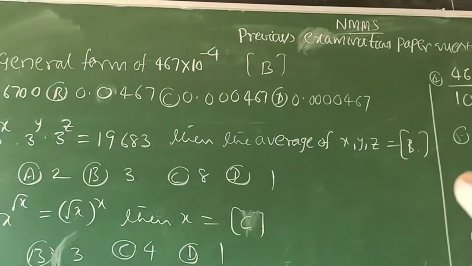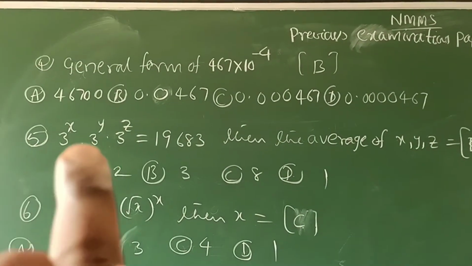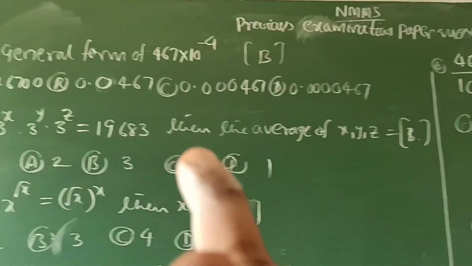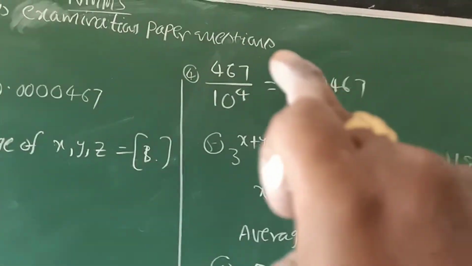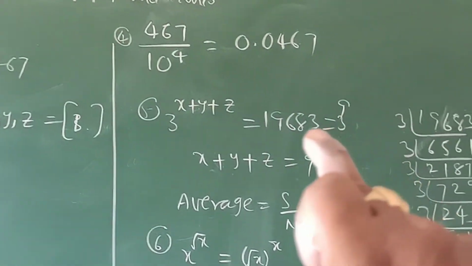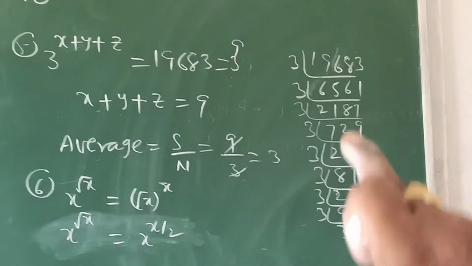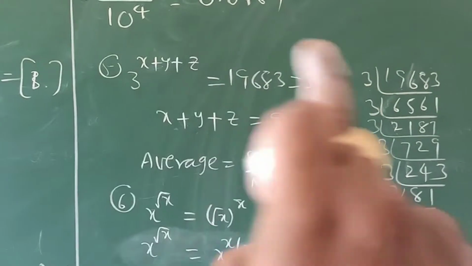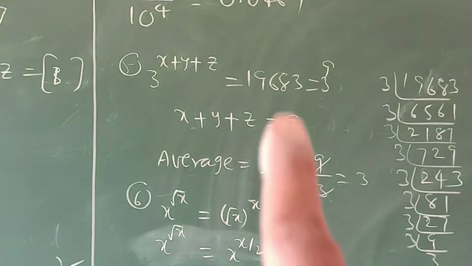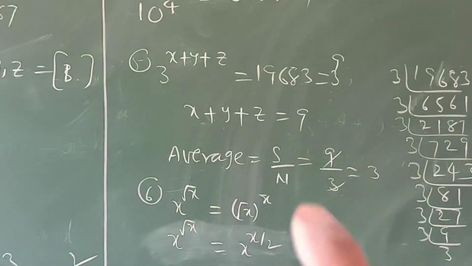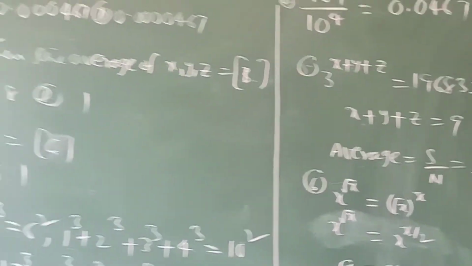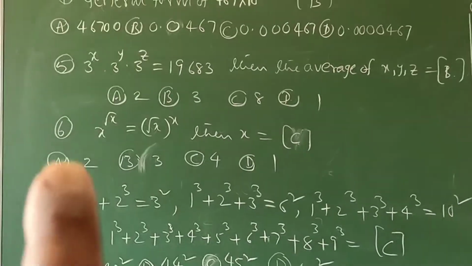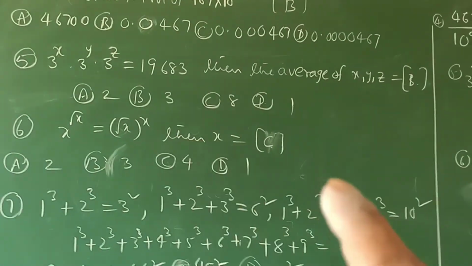3 power x into 3 power y into 3 power z is equal to 19,683. Then the average of x, y, z. So a power m into a power n into a power p is equal to a power m plus n plus p. Therefore when you write this in the form of a product of prime factors, 3 power x plus y plus z is equal to 3 power 9. So x plus y plus z is equal to 9. Average is equal to sum of quantities by number of quantities, 9 by 3, 3. So therefore the option is B.